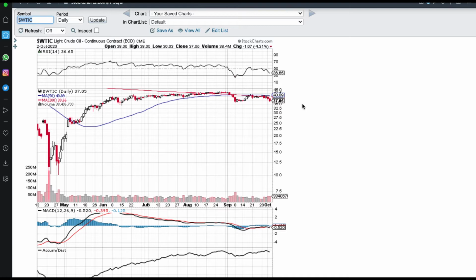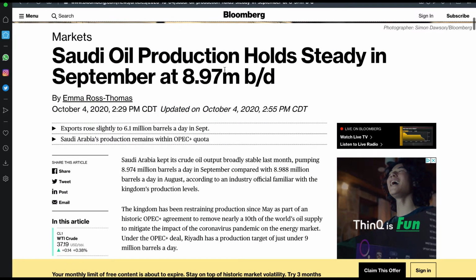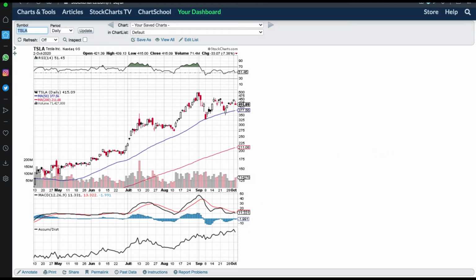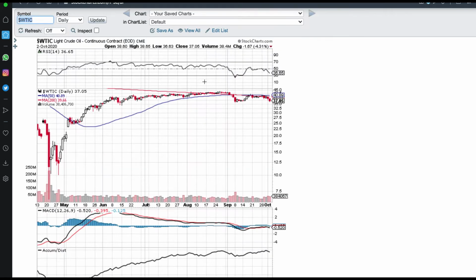Today we get a negative catalyst for oil, and that is the fact that oil production is going to hold steady. It doesn't take a genius to understand this. Simple supply and demand: if oil demand is going down right now, clearly that's why oil prices are going down. More people are staying in, more countries are locking down, and the demand for oil goes down.